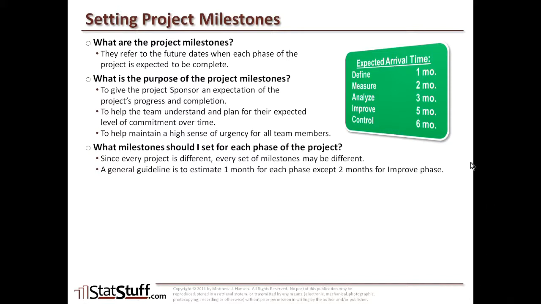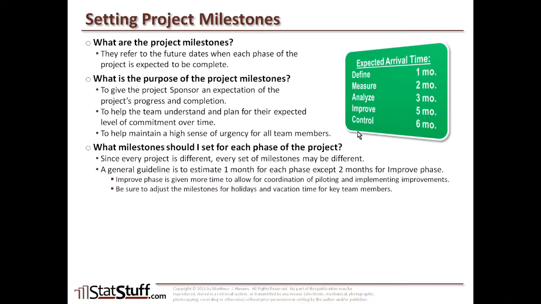So as a way you might illustrate this, if you're starting the project right now, the define phase may be complete 1 month from now, measure phase 2 months from now, analyze phase 3 months from now, improve phase possibly 5 months from now, and then control phase is 6 months from this beginning point in time. So this again could be a guideline for that. Again, the improve phase, we give that extra time in case you need to pilot or implement those improvements, which generally can take extra time for some of the change management needs to occur when you put those kinds of things in place.